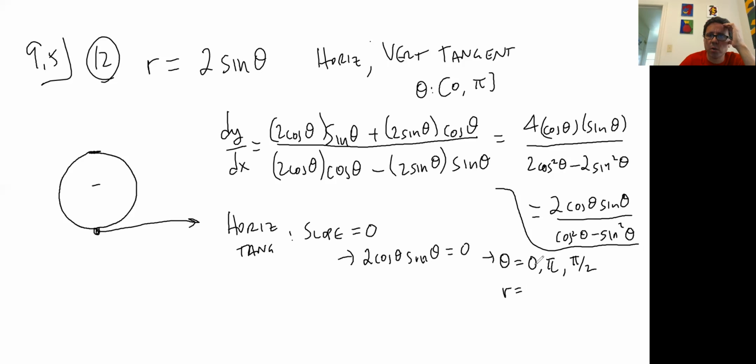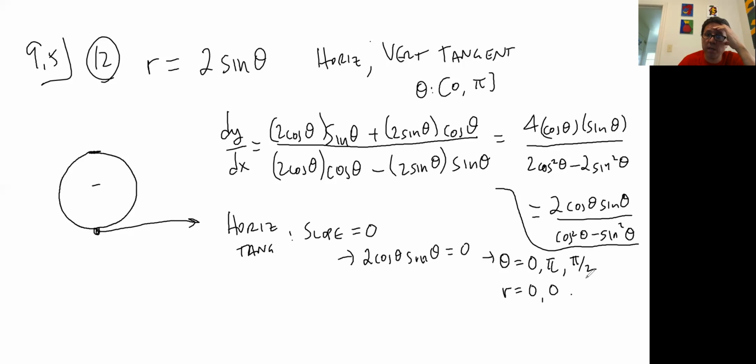So 0 goes in, I get 2 sine 0, and that's 0. So I have the point 0, 0, which is the origin, which makes sense. So if I look at the picture, it's flat there. Pi is exactly the same thing. Both of those represent the origin because I haven't moved at all.